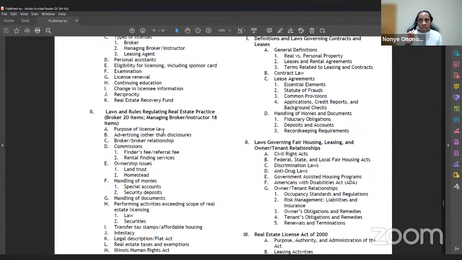So, purpose of the license law. On the exam, they may ask you this. Just know that it is never to protect the licensed person. The purpose is always to protect members of the public. Okay, so the purpose of the license law is to protect members of the public against incompetent licensees, and just making sure that we are acting professionally and competently and ethically as well, right? So that's the purpose of the law. So we're protecting members of the general public.